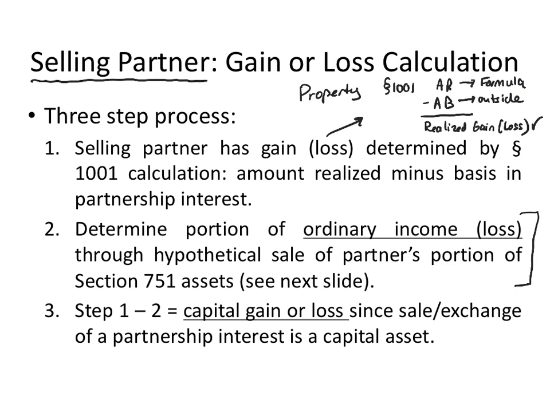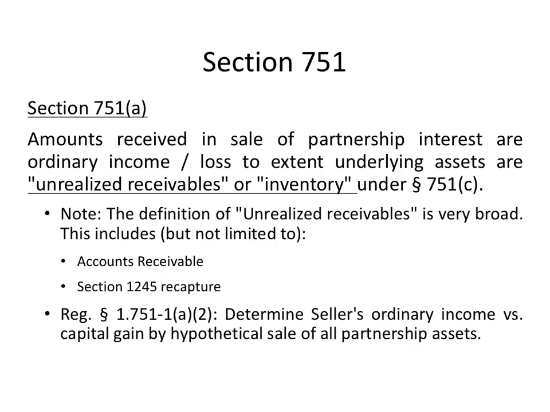Finally, step 3 is easy. You just take step 1, the overall gain or loss, minus your step 2 gain or loss, which is going to be ordinary, and you get your capital gain, capital loss. And again, the holding period matters, right? If it's long-term, it's going to be long-term capital gain, long-term capital loss. If it's short-term, short-term capital gain, short-term capital loss.